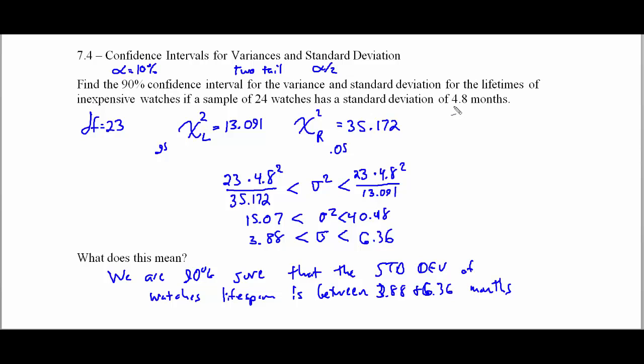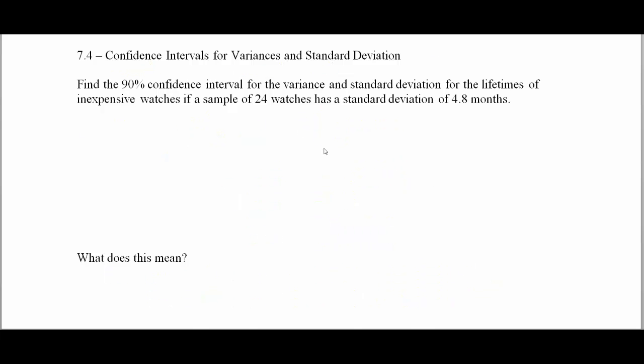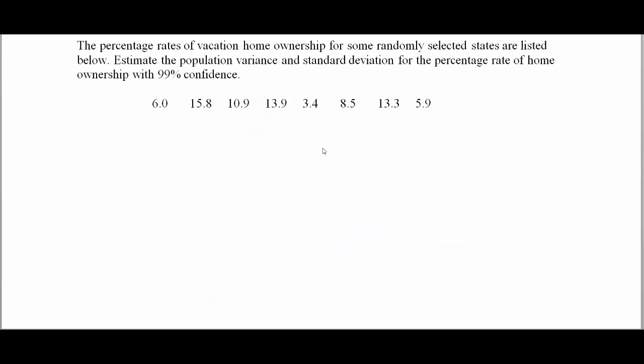So we can say within 90% confidence that the failure rate of these watches will be 4 to 6 months from their average failure date, which again is not mentioned in this problem. But it goes to show that these watches are somewhat consistent. Hopefully they'll last multiple years for you, but they are inexpensive watches.